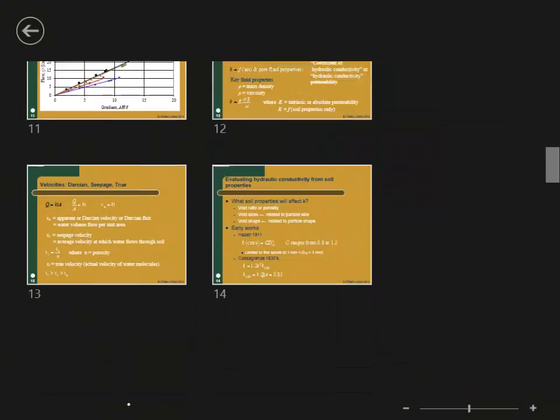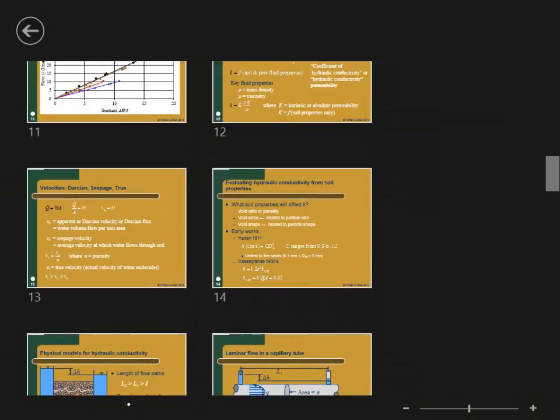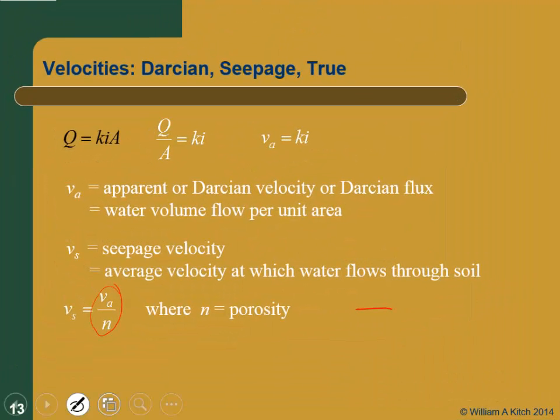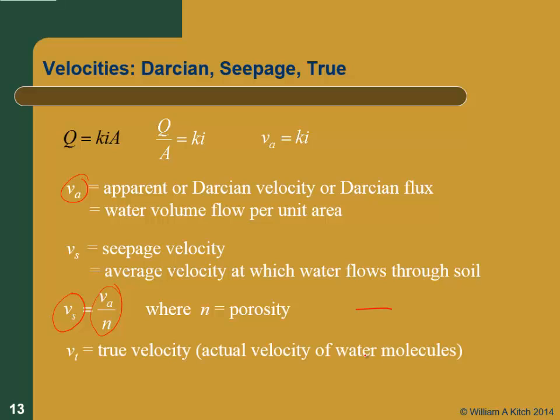So we have three velocities that we really need to worry about. We've got the apparent velocity, which is the flux. We've got the seepage velocity, which is how long it takes a molecule of water to get from point A to point B. And then we have the true velocity, which is how fast the water molecules are actually moving. The true velocity is not very important to us except in some geoenvironmental and chemical applications. So if you're worried about chemistry and contact time, for instance, the true velocity can be important for stripping hydrocarbons off of clays and stuff like that.